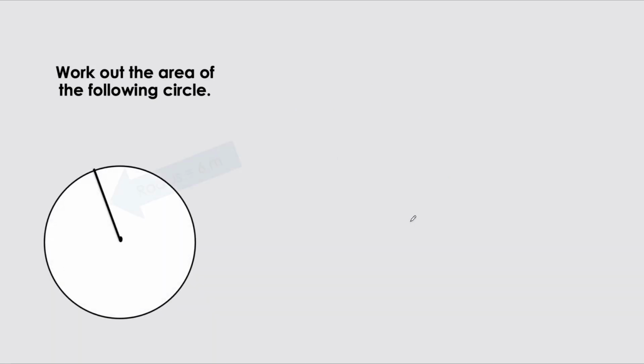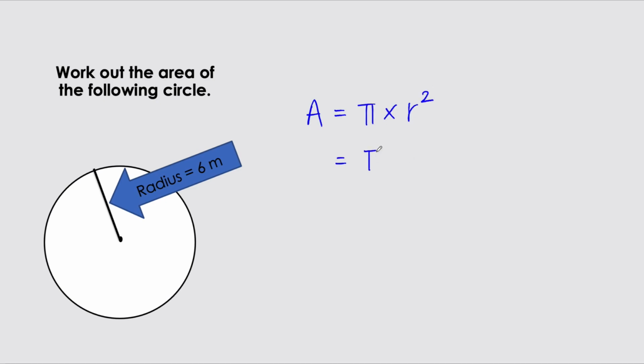Now work out the area of the following circle. Now we've got a radius of 6 meters. So same thing applies. Area is pi times r squared. We keep the pi in front. R would be 6 meters, so 6 squared. 6 squared is 36, so 36 pi. Don't forget the units, meter square. Okay, again, leave it in terms of pi.